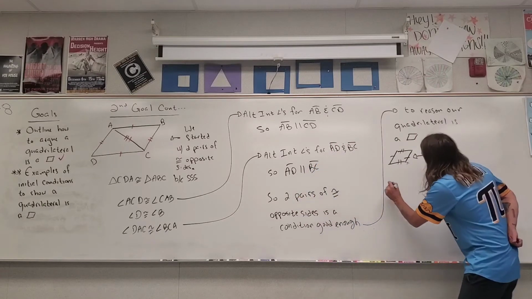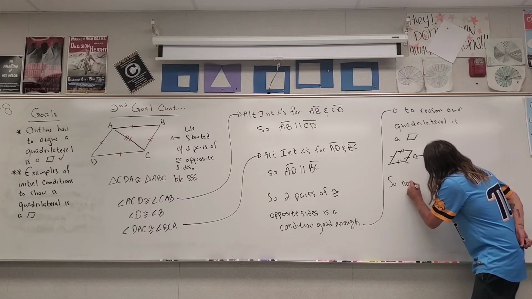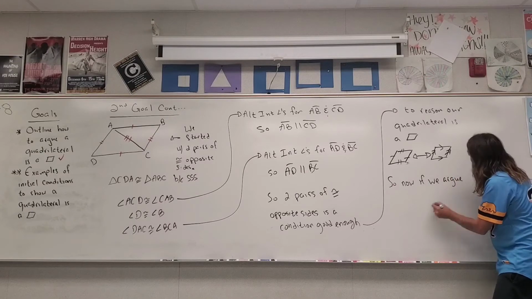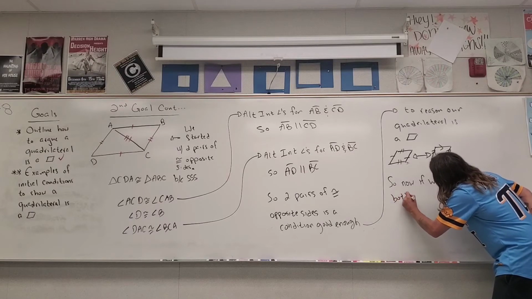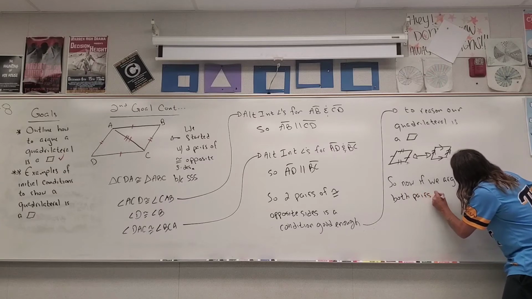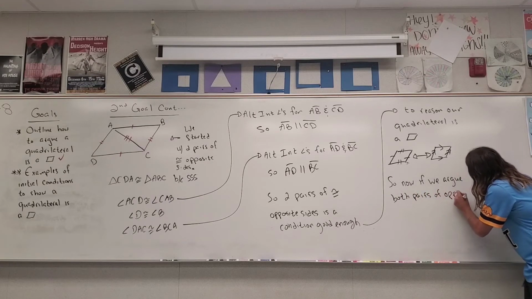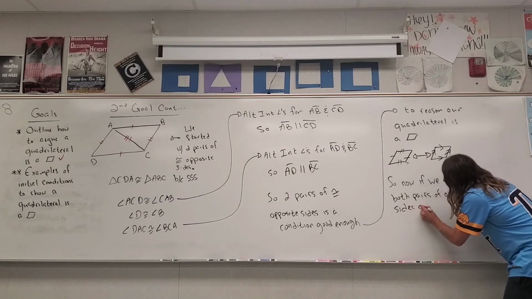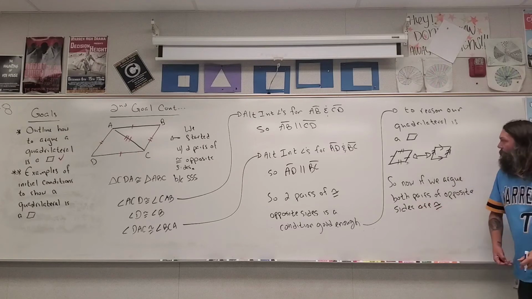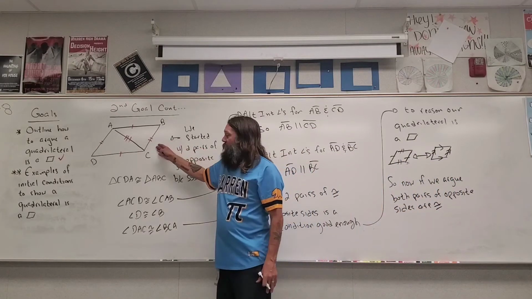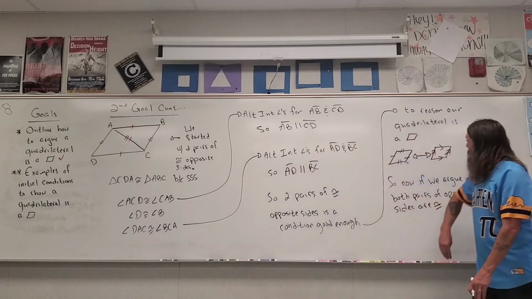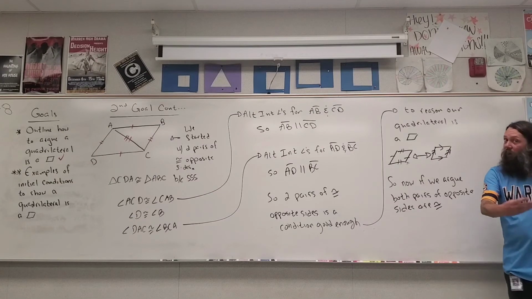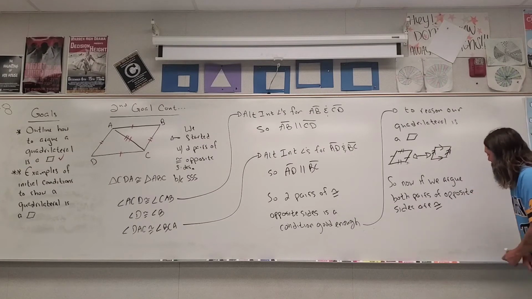So now, if we argue that both pairs of opposite sides are congruent, we are now in this situation, which allows us to conclude that we are in this situation. So now if we argue both pairs of opposite sides are congruent, we can also conclude that we have a parallelogram.